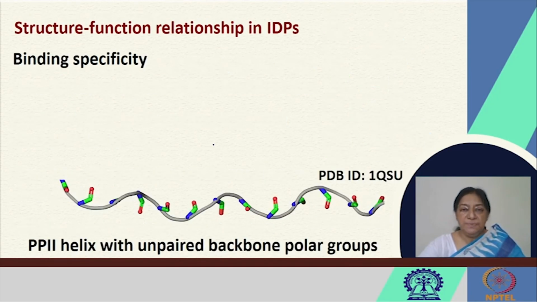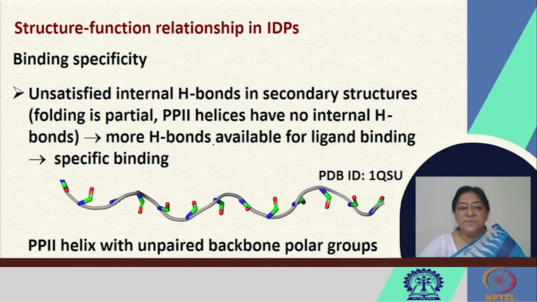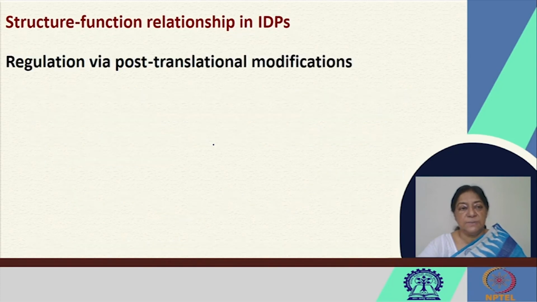If we look at the binding specificity, for example, in the pp2 helix with unpaired backbone polar groups, there is a possibility of additional hydrogen bonding. The unsatisfied internal hydrogen bonds in the secondary structure, where the folding is partial because the pp2 helices do not have any internal hydrogen bonds. As a result, there are more hydrogen bonds available for ligand binding, resulting in specific binding that gives us a specific structure function relationship in accordance with the binding characteristics.